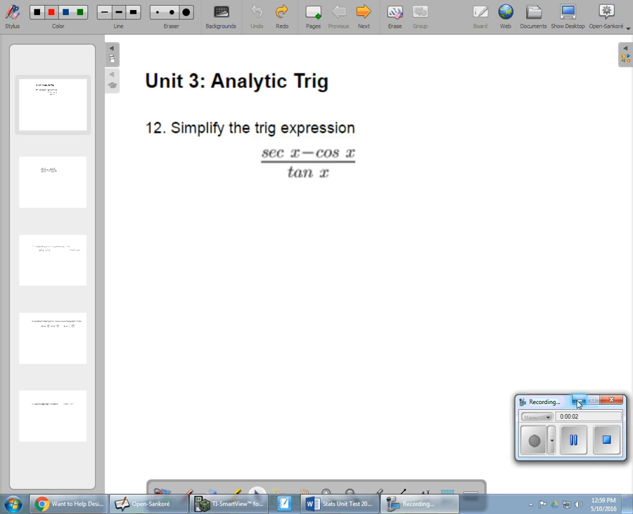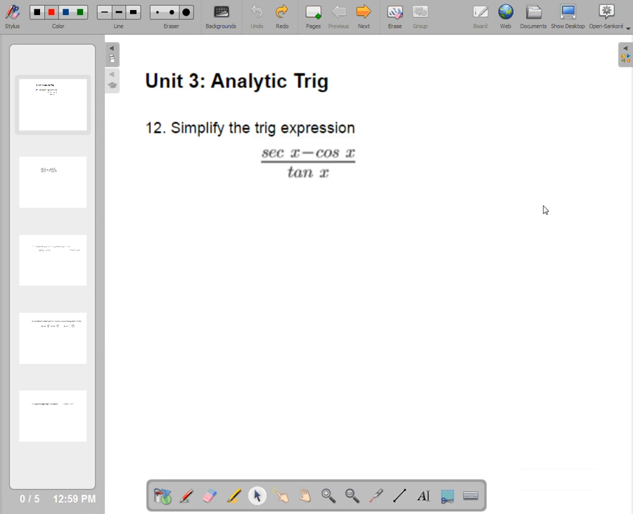Two down, Unit 3, Analytic Trig. So we're going to do some simplifying and maybe even verify some trig expressions. First thing, if it says simplify the trig expression, when you see secant and tangent, I always try and start off with, can I do this by just converting everything to sine and cosine?